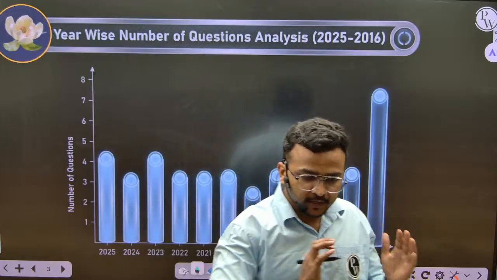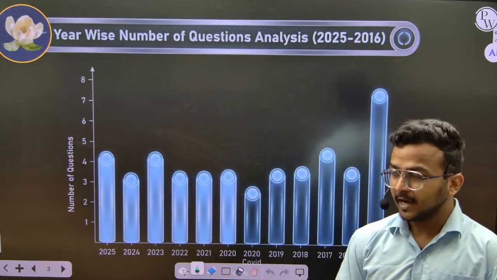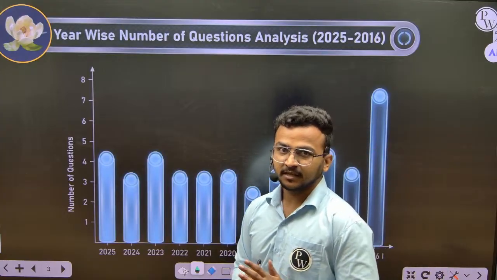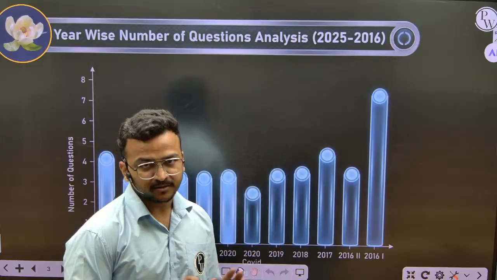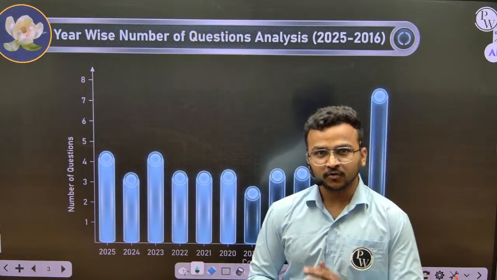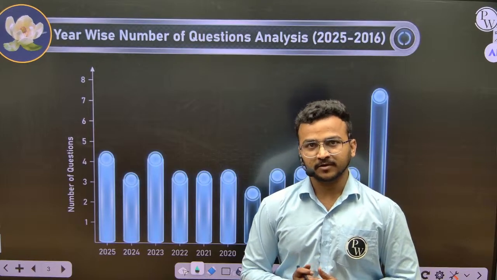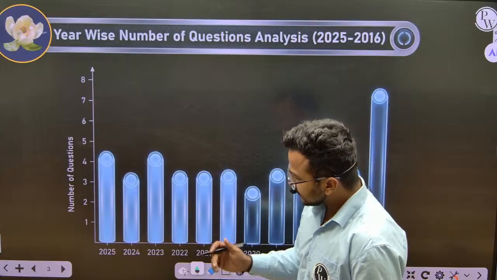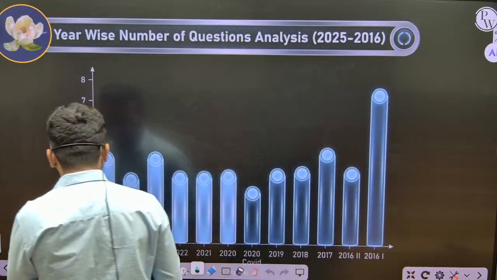So no need of negligence here, and it is the easiest chapter to score very good marks in 12th NEET, especially this chapter. It is the easiest to understand, and you can score a very good number of marks from this chapter. So we'll start with the session.